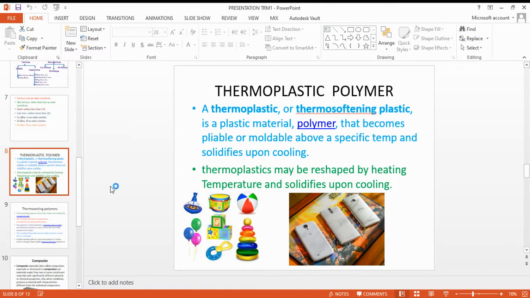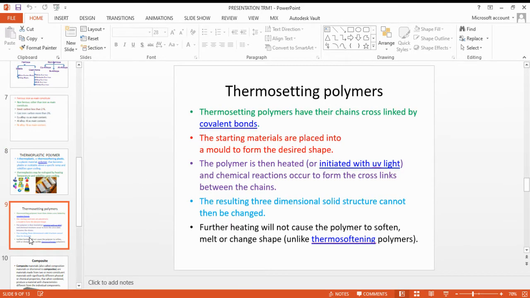Let's look at the thermoplastic polymers. A thermoplastic or thermosoftening plastic is a plastic polymer material that becomes pliable or moldable above a specific temperature and solidifies upon cooling. Thermoplastics may be reshaped by heating to a temperature and solidifying upon cooling.